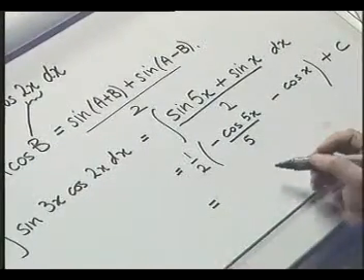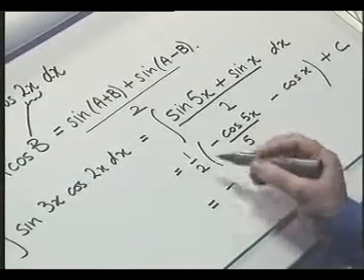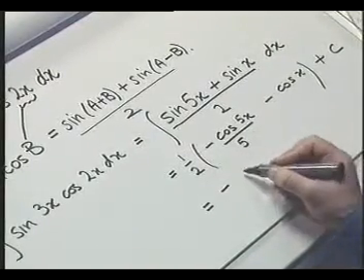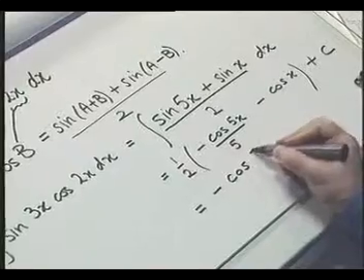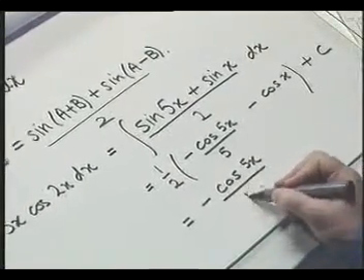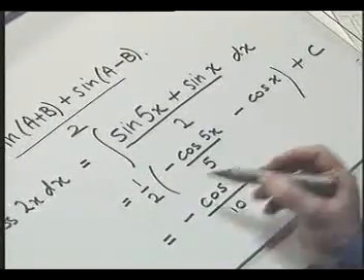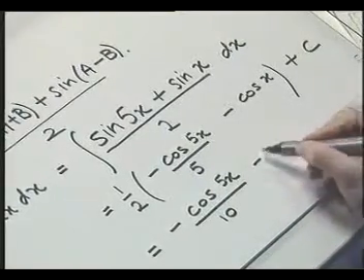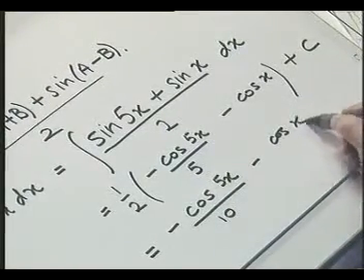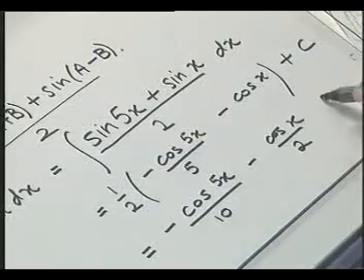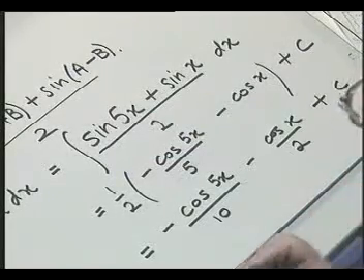And just to tidy it up at the end, we're going to have minus the half with the 5 at the bottom there will give you minus cosine 5x all divided by 10. And there's a half with this term here, so it's minus cosine x divided by 2, plus a constant of integration. And that's the solution of this problem.